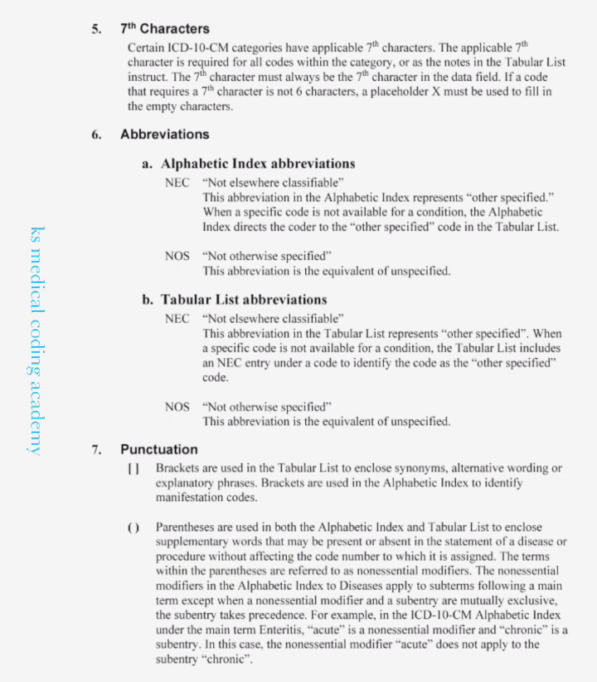The nonessential modifiers in the alphabetic index to diseases apply to subterms following a main term except when a nonessential modifier and a subentry are mutually exclusive. The subentry takes precedence. For example, in the ICD-10-CM alphabetic index under the main term enteritis, acute is a nonessential modifier and chronic is a subentry. In this case, the nonessential modifier, acute, does not apply to the subentry, chronic.